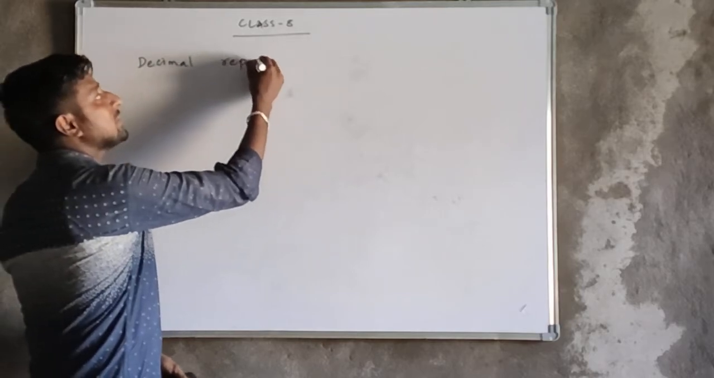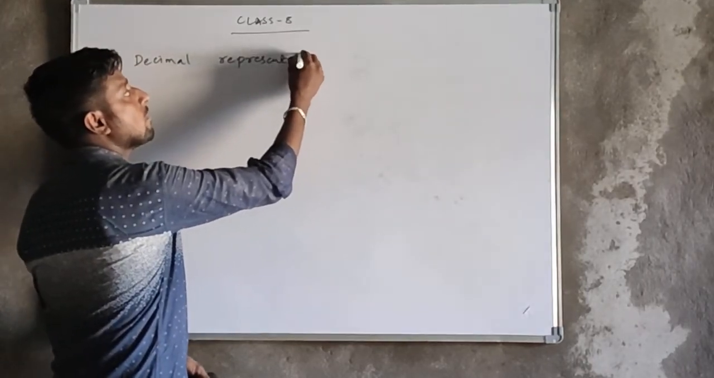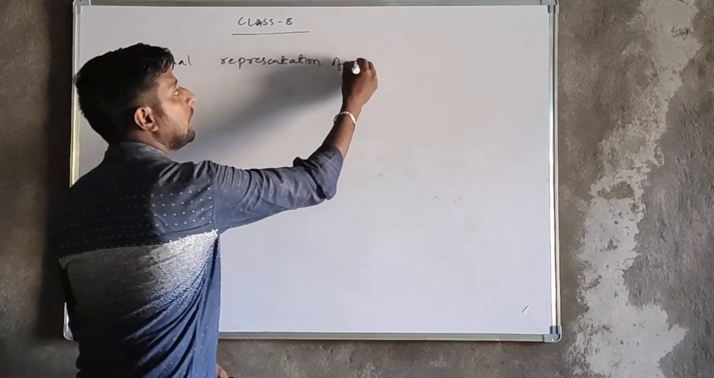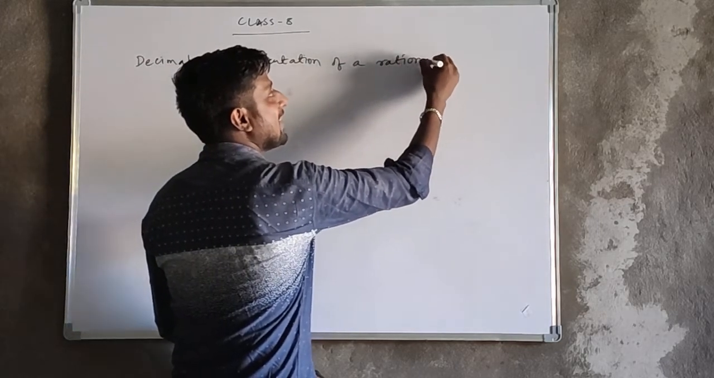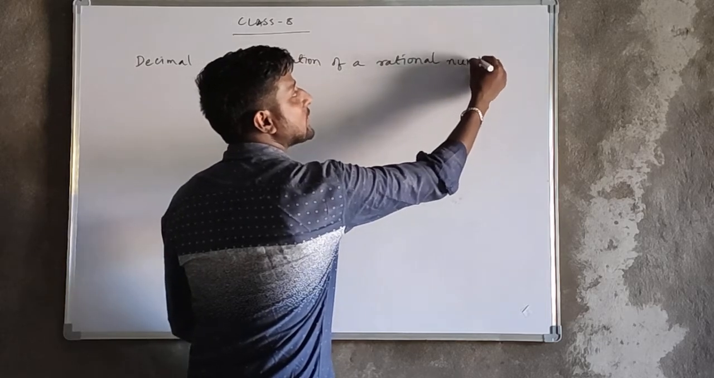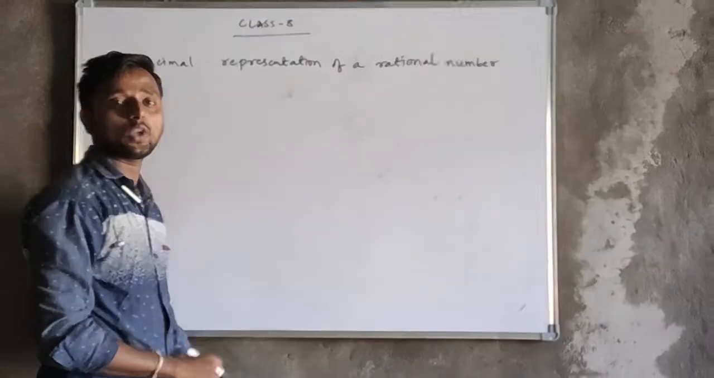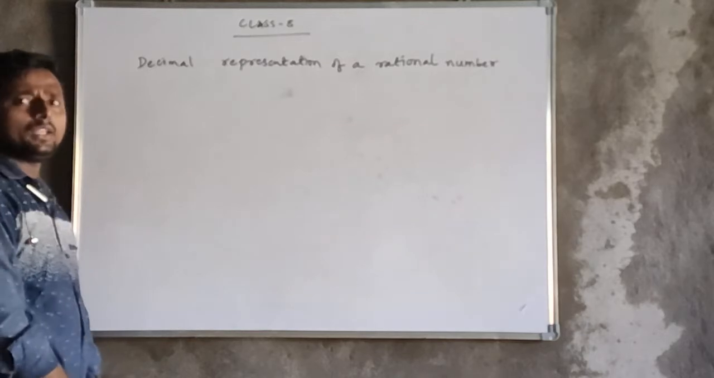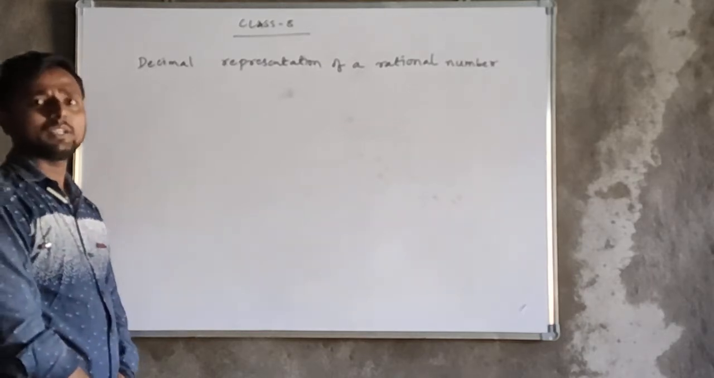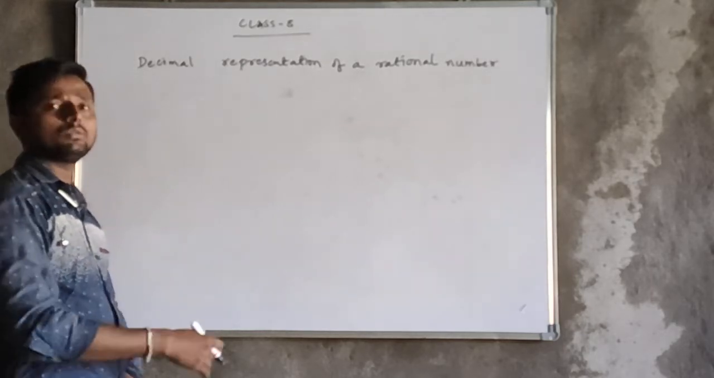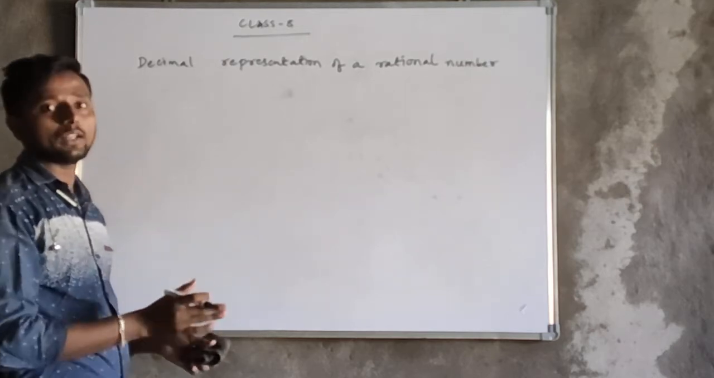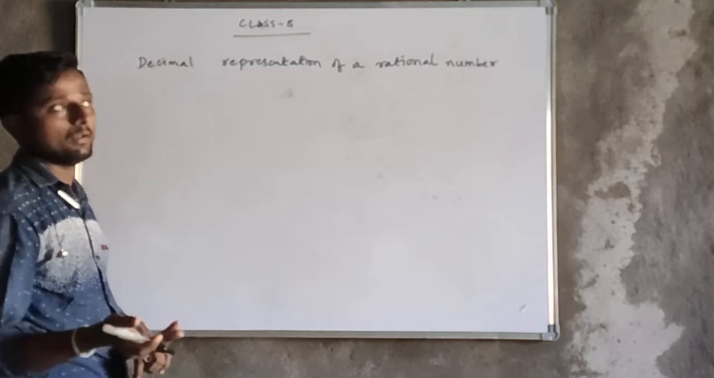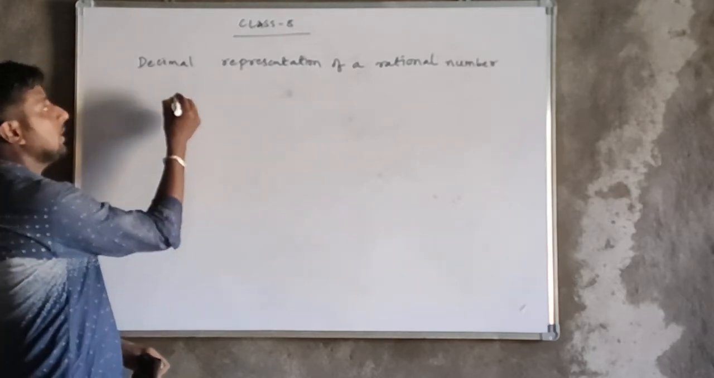Today we learn decimal representation of a rational number. Every rational number has a decimal expansion. If we once do the decimal expansion of a rational, then we can get to know what kind of nature the decimal can have. Now we'll see two examples.